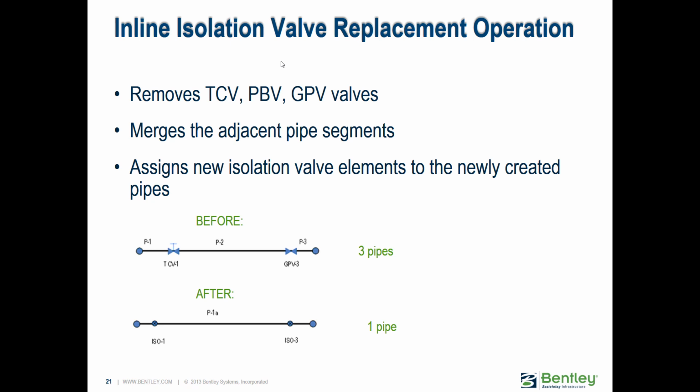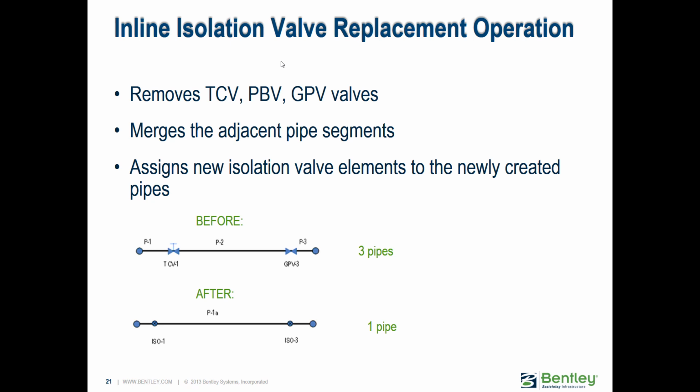Inline isolation valve replacement is another Skelebrator option. This one is a little bit different. This is about cases where maybe you imported a model through Model Builder and you mapped, say, a layer in your GIS that has basically isolation valves. And maybe you bring those in as a TCV element or a GPV element, which will snap pipes to the ends. The pipes will snap to those node elements.